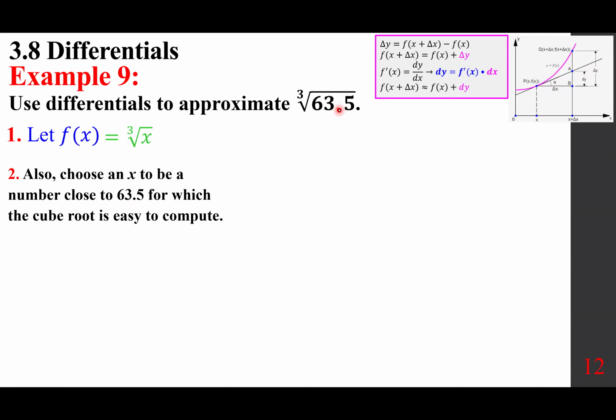Cube root of 64, because we should know it's 4. So now dx, or delta x, is the difference between the two. 63.5 minus 64 is negative 0.5. And it is important to understand why it's negative. We know the cube root of 64 to be 4. We don't know the cube root of 63.5. And this negative indicates it will be smaller than that.